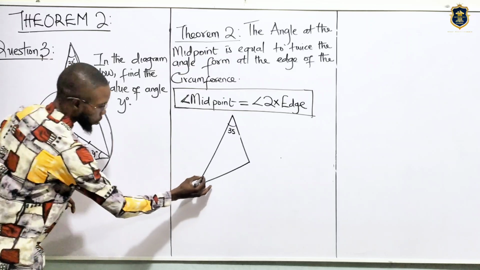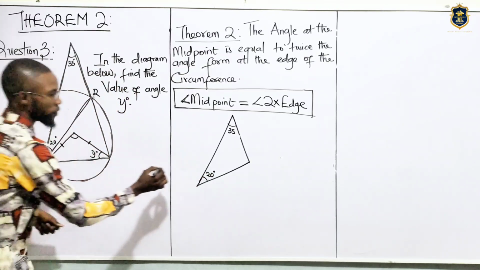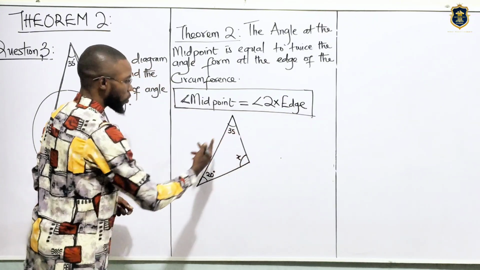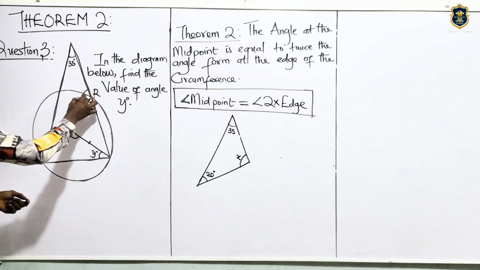This part of the triangle is 20 degrees. So what should we be doing? We should be looking for this angle, right? Because you have to know what this angle is. The sum of angles in the triangle is 180 degrees. That means we are looking for this angle.